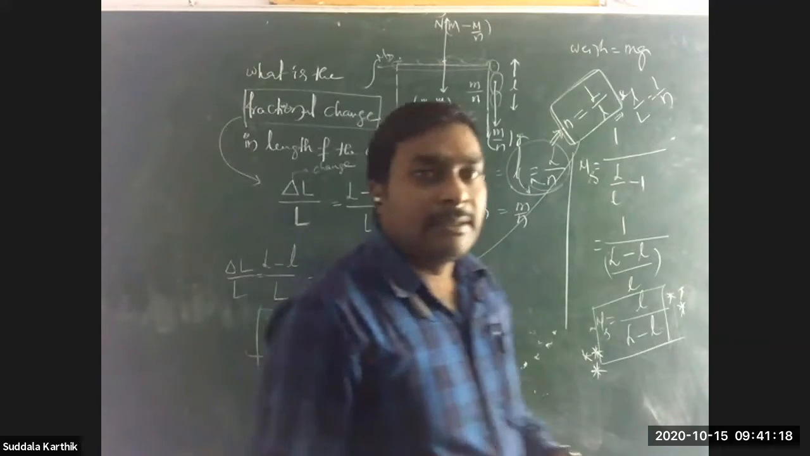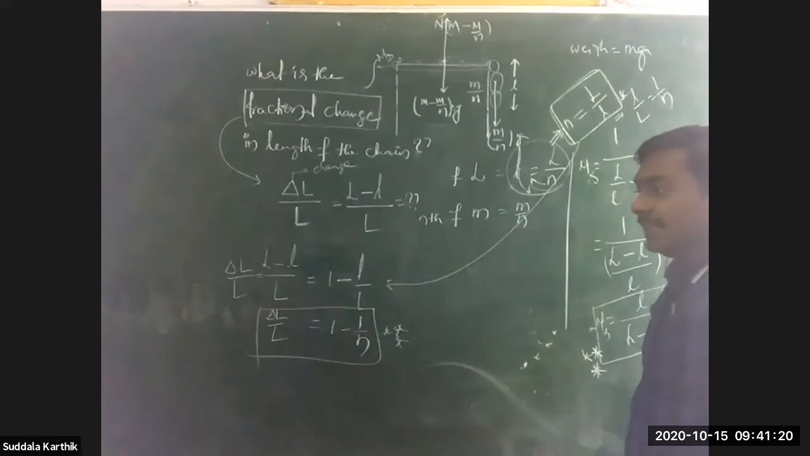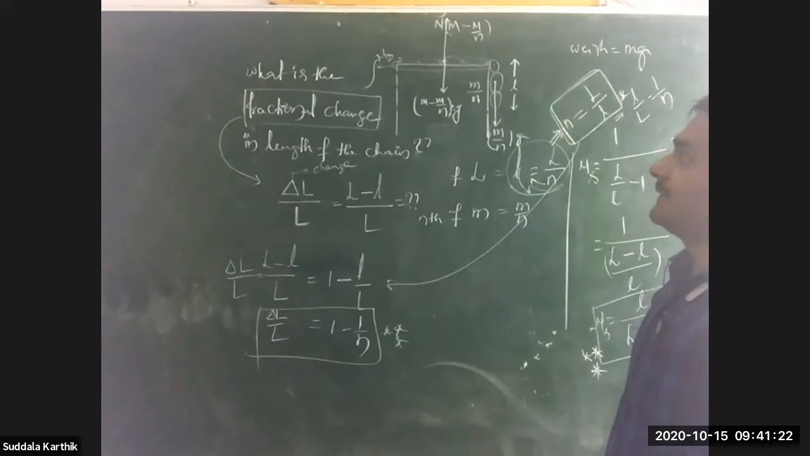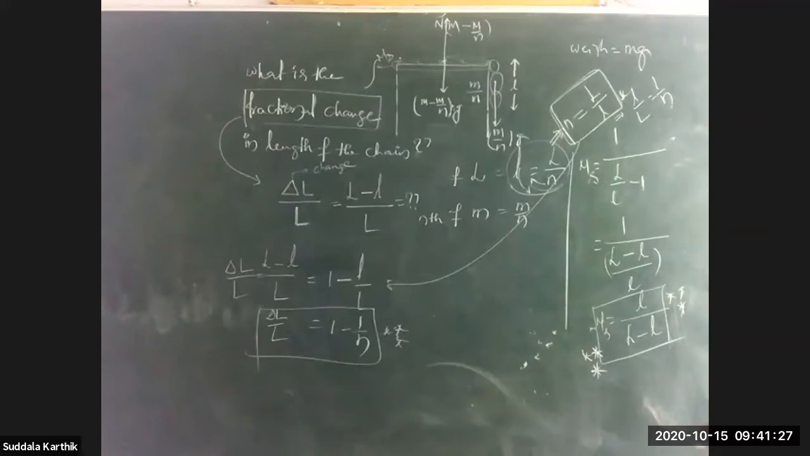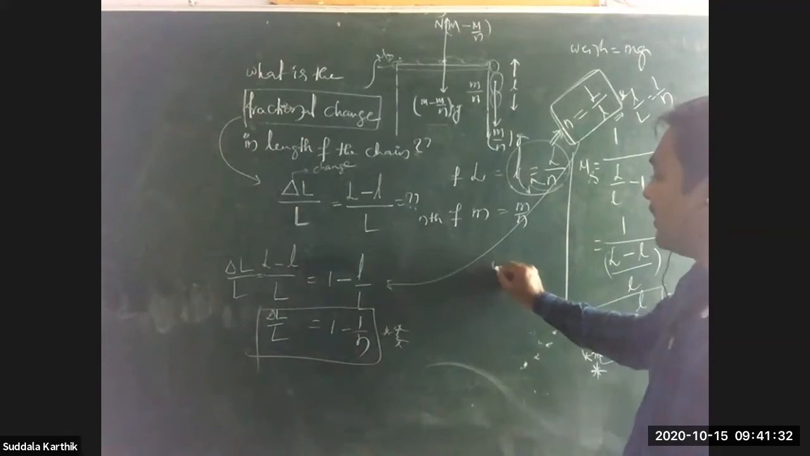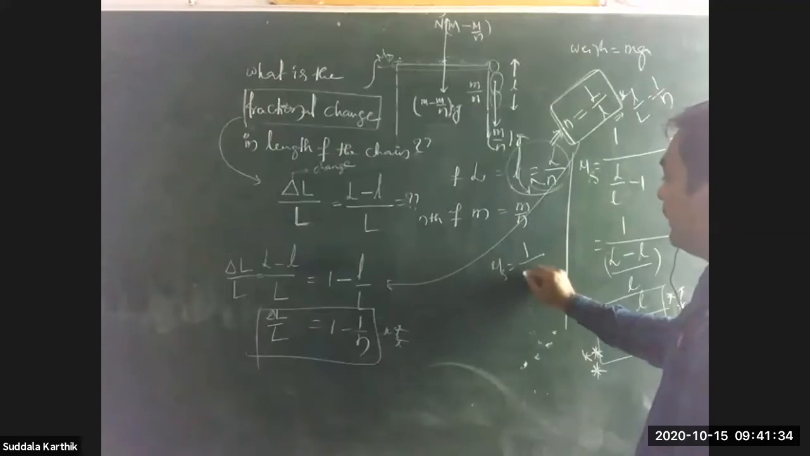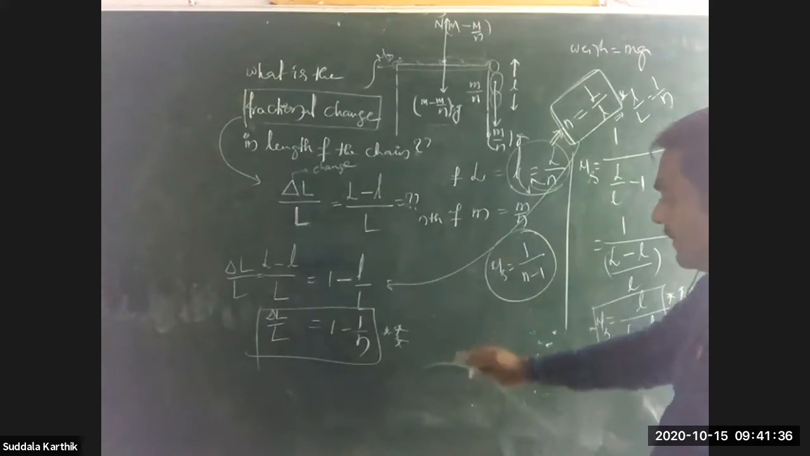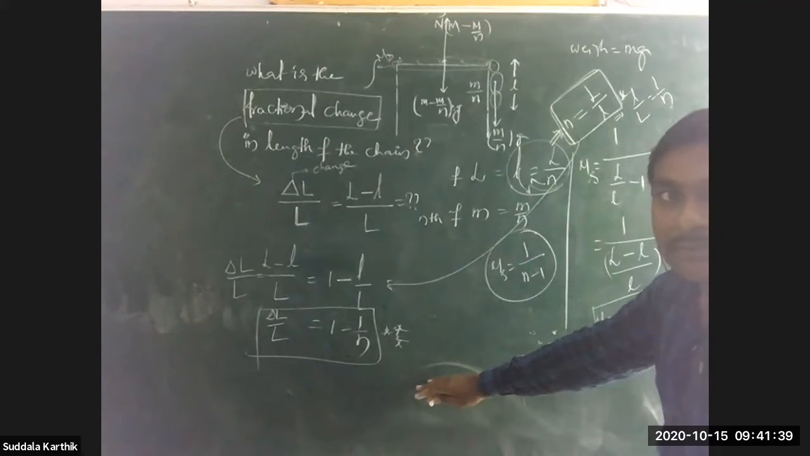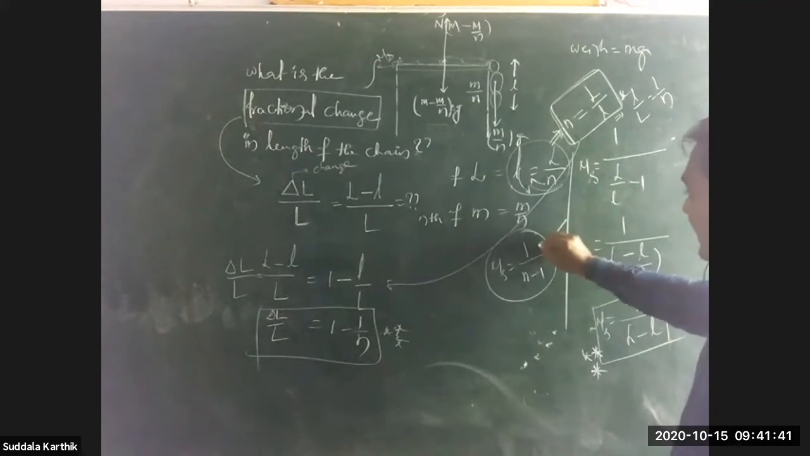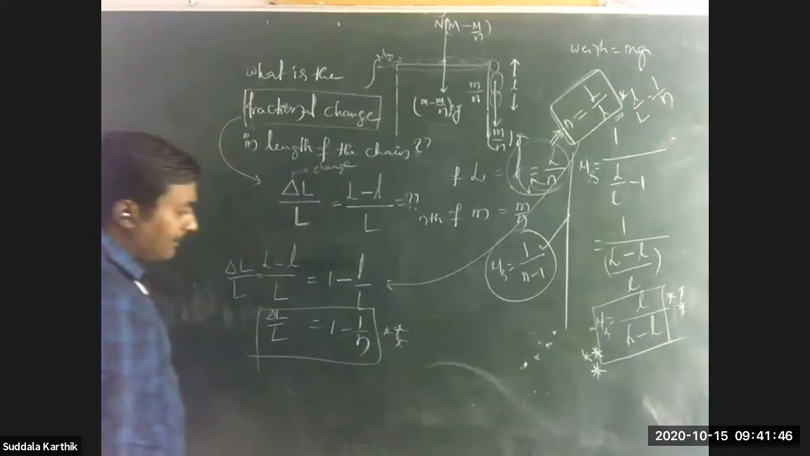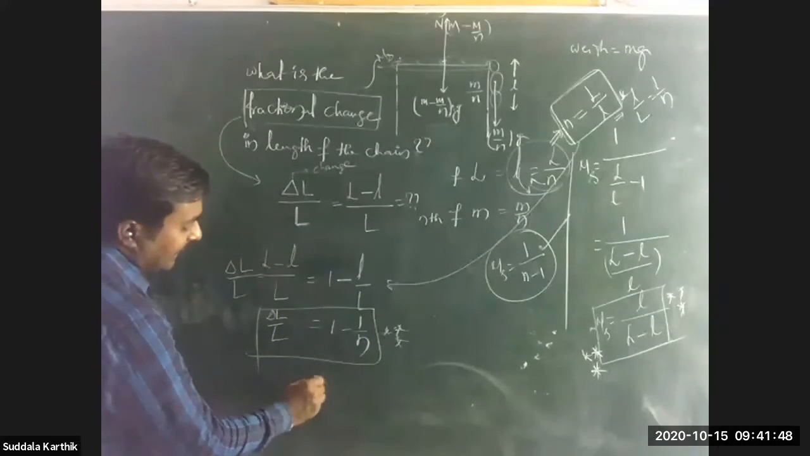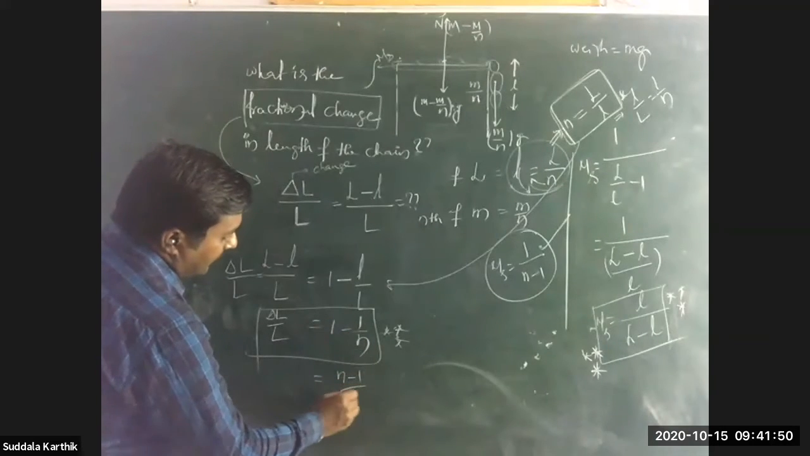This is the fractional change in length of the given chain. After that, you also know about N. In terms of N, mu s is how much? Mu s is equal to 1 by N minus 1, which we just derived. Just taking LCM, it is N minus 1 by N.